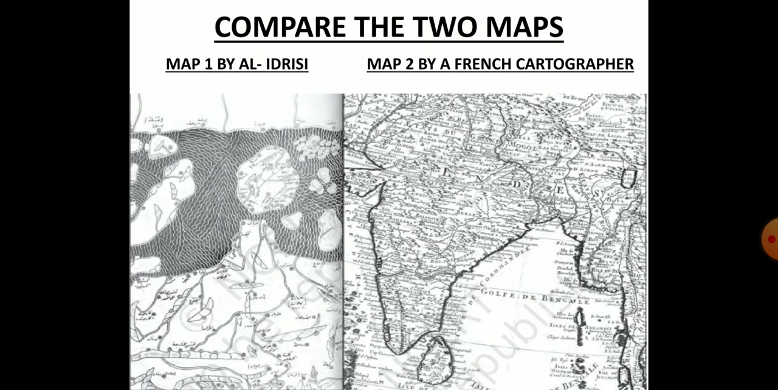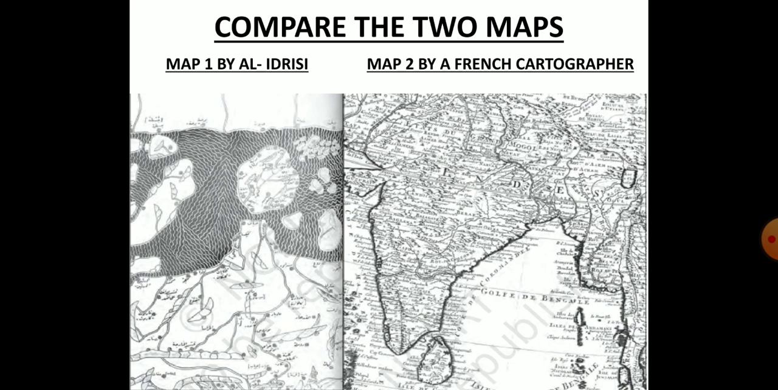Map 1 is made in 1154 CE by the Arab geographer Al-Idrisi, and map 2 was made in the 1720s, nearly 600 years after map 1, by a French cartographer. In Al-Idrisi's map, South India is where we would expect to find North India, and see Sri Lanka is the island that is at the top.